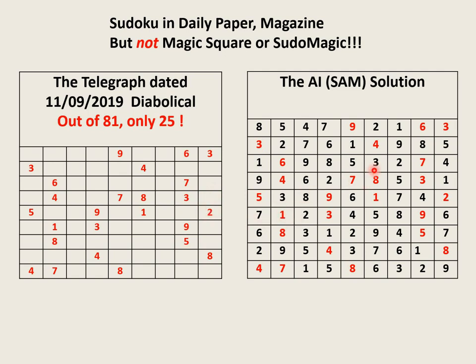And remember that the red letter numbers are actually the given numbers. That means the corresponding positions of those red numbers are kept intact. That is given by the problem, so you cannot touch them. And I have filled up the rest of the vacant spaces.